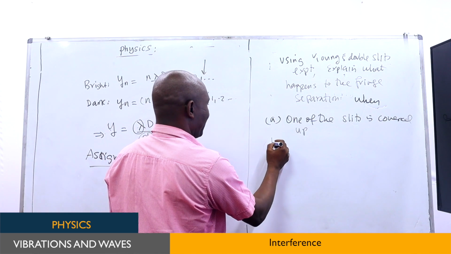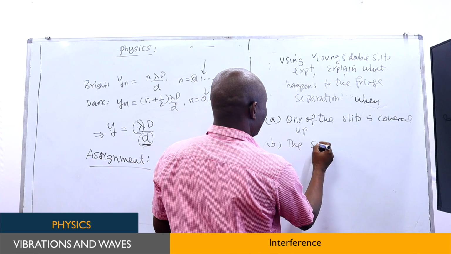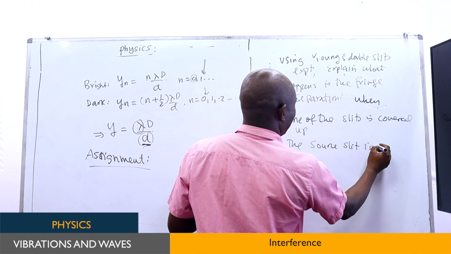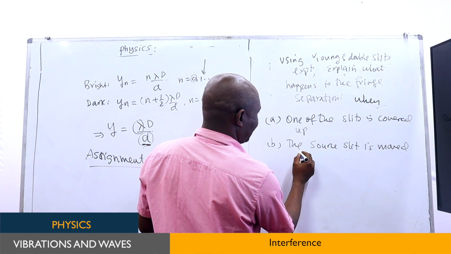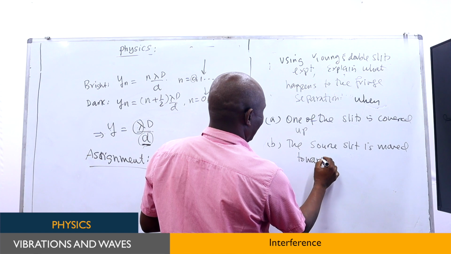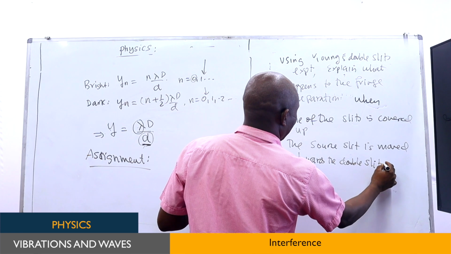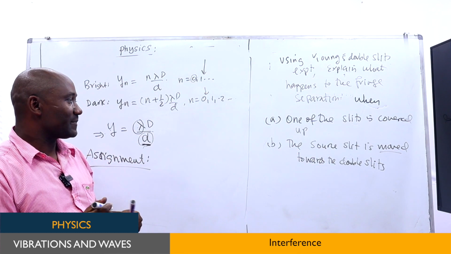Part B. The source slit is moved towards the double slits. This means the source slit is brought close to the double slit.